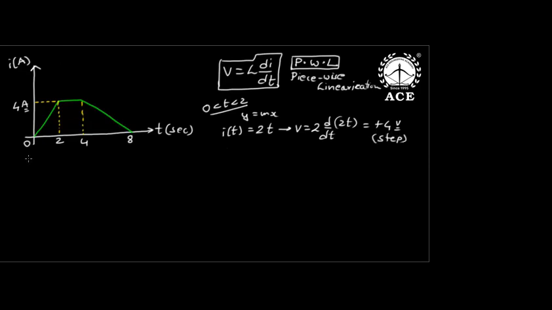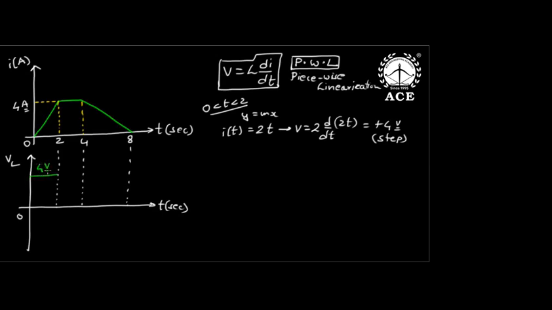If I correspondingly plot the voltage across the inductor, with time in seconds, then from 0 to 2, 2 to 4, 4 to 8, from 0 to 2 you are getting 4 volt.